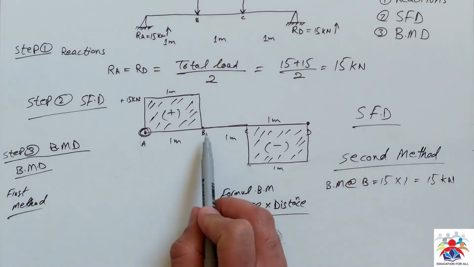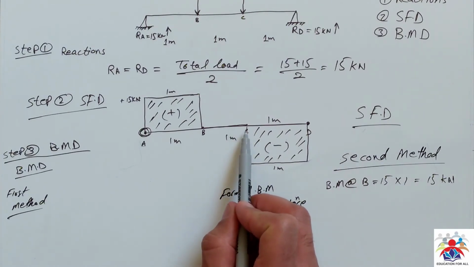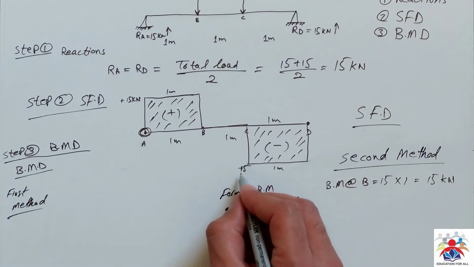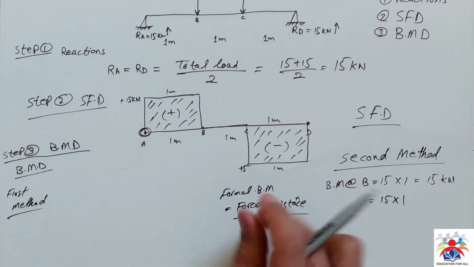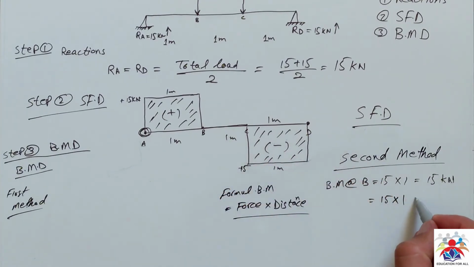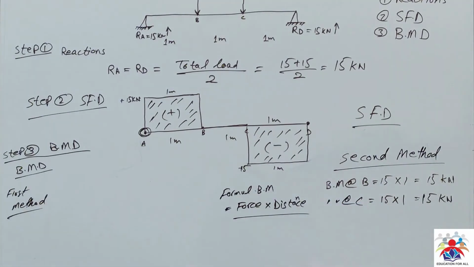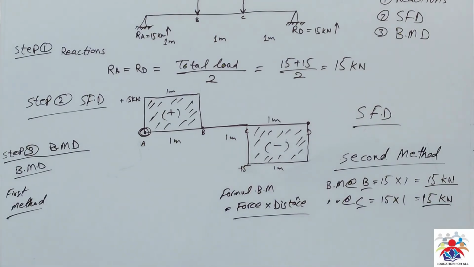Again, from B to C, we just have a distance, but we don't have any force. Once we get to point C, we have a force acting downward, which is minus 15. Okay, so it will be 15 multiplied by 1. The distance to get to point D is 1. So again, it will be 15 kilonewton. So this is a short way of calculating bending moment values at any point. Okay, now we have two values, at point B and at point C. Both are 15 kilonewton.